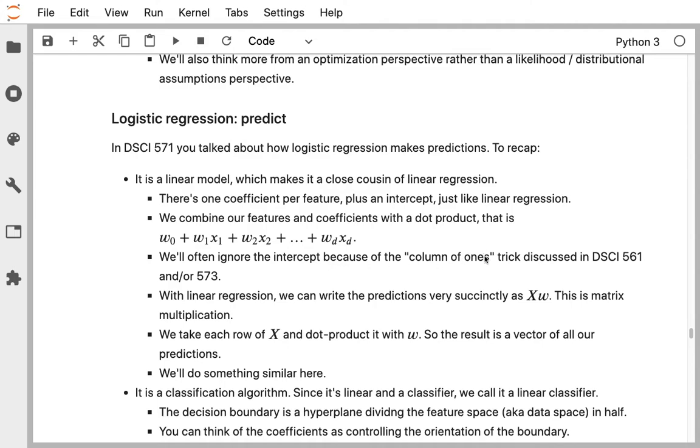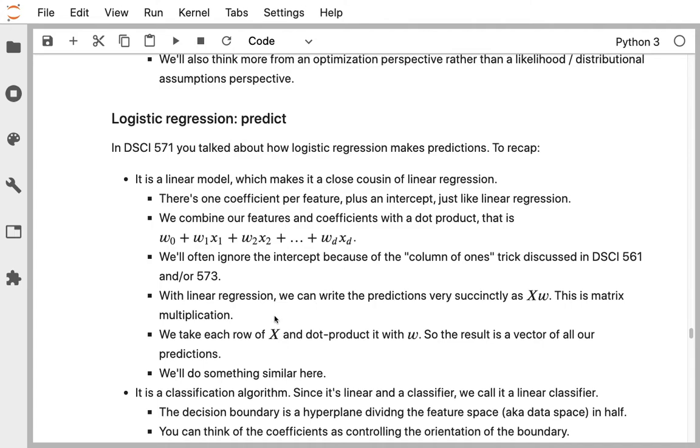There is this column of ones trick that you may have covered in Regression 1, but if not, you'll cover it tomorrow in Feature and Model Selection, assuming it's not another snow day, that is. But for now, I'll just say we don't really need to worry about the intercept, so let's not worry about it.